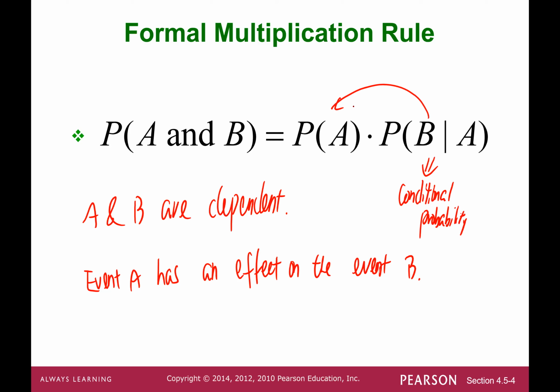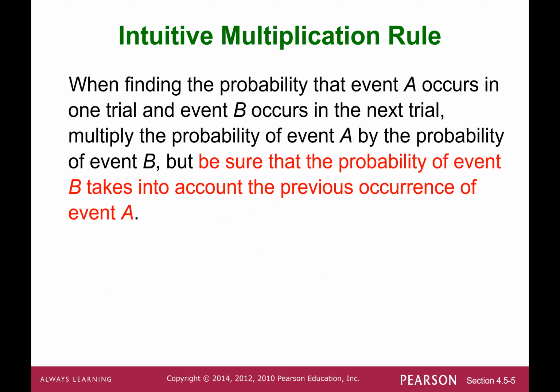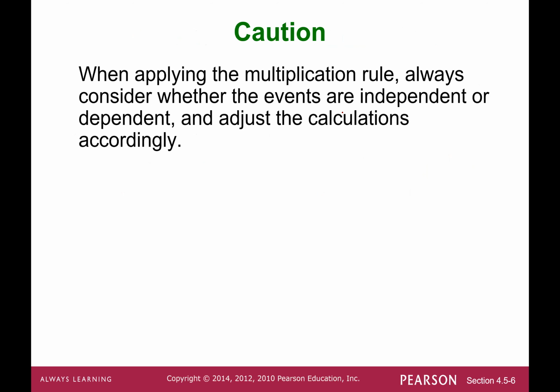So any question about this? Right. So when finding the probability that event A occurs in one trial and event B occurs in the next trial, then multiply the probability of event A by the probability of event B, but make sure you take into consideration event A when we calculate the probability of event B. Right? Because event A has an impact, has an effect on event B. All right, so when we apply the multiplication rule, always consider whether events are independent or dependent.